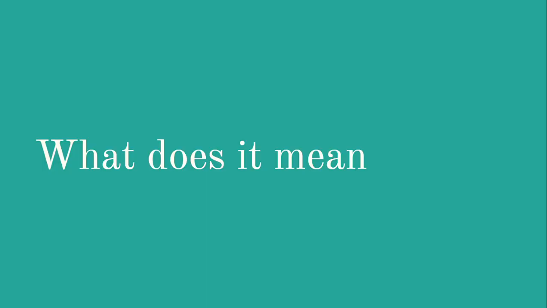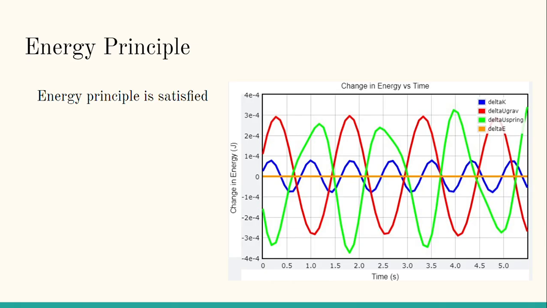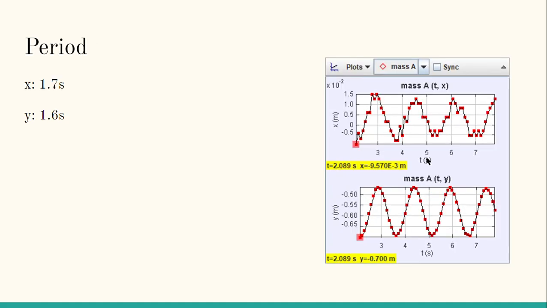So what does it mean? We can find that the energy principle is satisfied, since the delta E, which is the orange line, is always 0. And we can also predict that the period of the x component is 1.7 seconds, while the period for the y component is 1.6 seconds. The difference is probably because of a drag force.